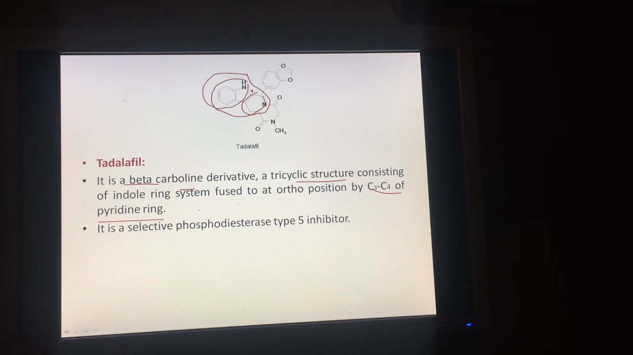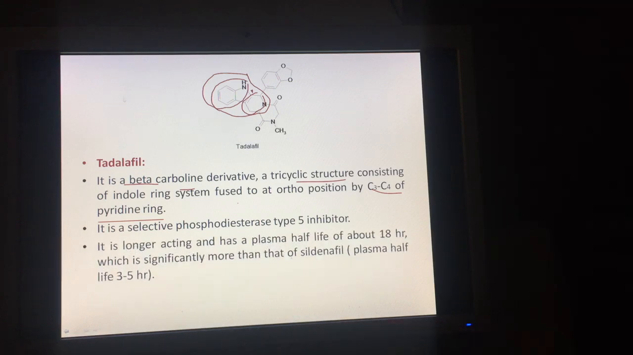The difference in the pharmacokinetics of sildenafil and tadalafil is that tadalafil is a longer-acting drug, with a plasma half-life of about 18 hours, which is significantly more than that of sildenafil, which as we have discussed has a half-life of 3 to 5 hours. So this was all about the drugs in the syllabus used for the treatment of ED. This finishes the drugs used as oral contraceptives and the drugs used for the treatment of erectile dysfunction.